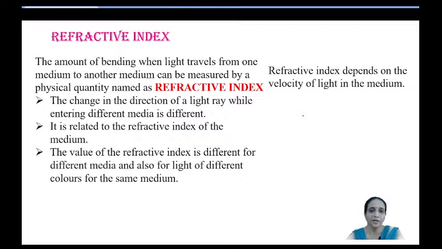The value of refractive index is different for different media and also for light of different colors in the same medium. Refractive index also depends upon the velocity of light in a particular medium. Got it? So, we have just now defined refractive index. I will quickly repeat it again. The amount of bending of light when it travels from one medium to another medium can be measured by a physical quantity which is termed refractive index.